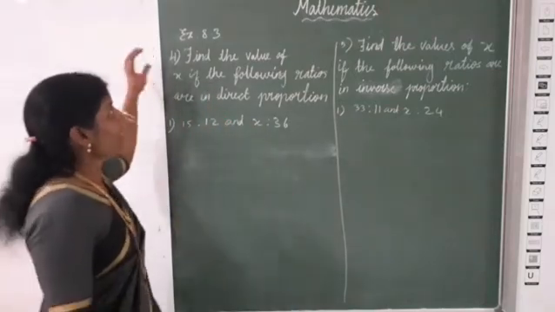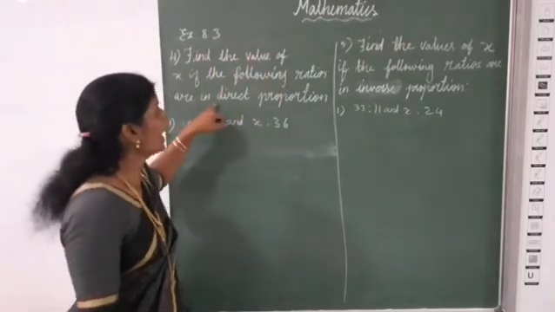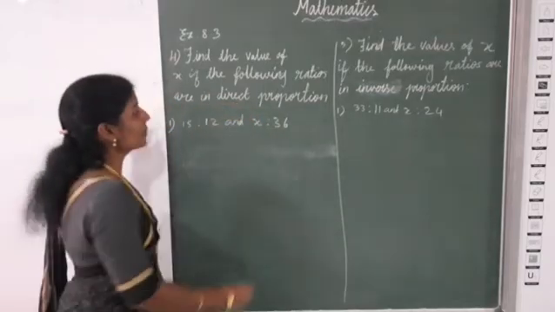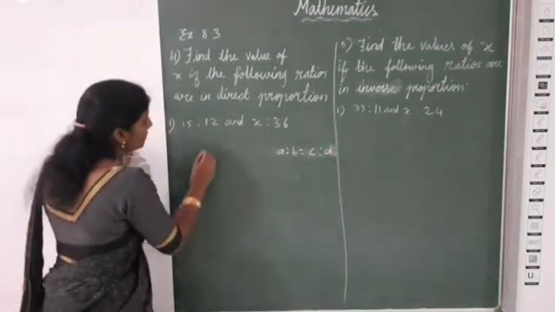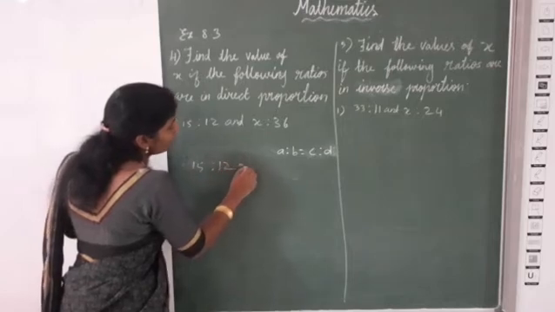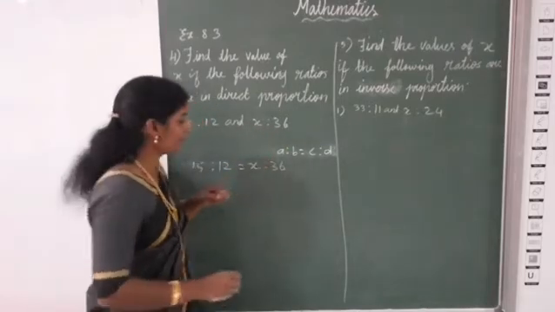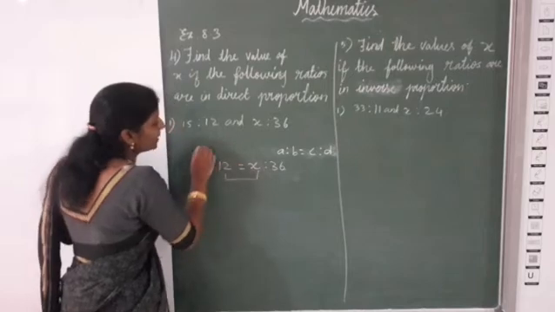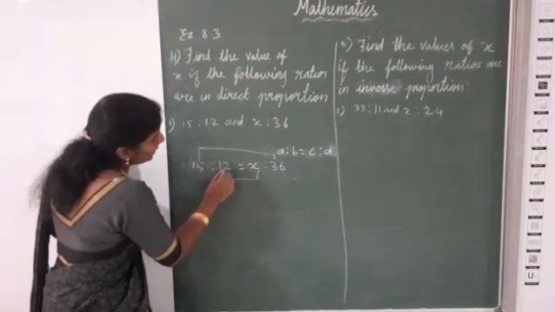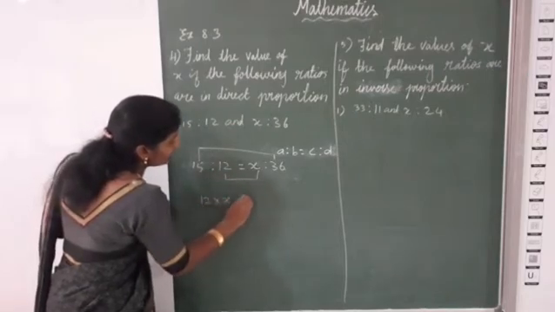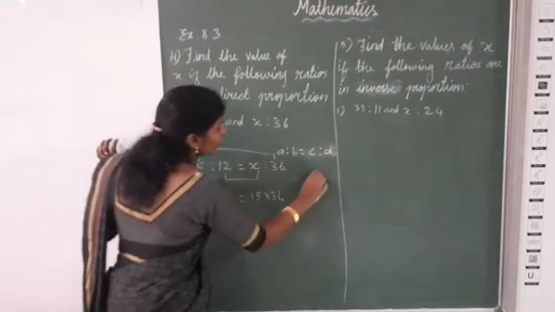Okay, now listen. Exercise 8.3, fourth one. Find the value of x if the following ratios are in direct proportion. What is the direct proportion formula? A is to B is equal to C is to D. Now we can write in fraction proportion form: 15 is to 12 is equal to x is to 36. Now, what is x? We multiply means and extremes, so 12 into x equal to 15 into 36.